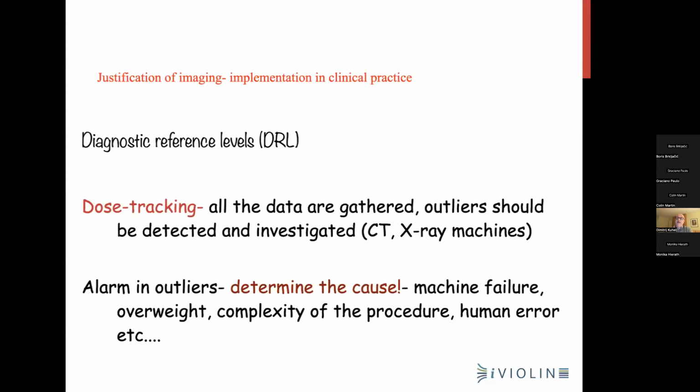Dose tracking is very good. There are now many programs that allow dose tracking. So we gather data from all the machines and we set alarms for the outliers. And when we get these outliers, we should determine the cause, what caused the higher dose. It can be machine failure. If it's so, this machine should not be used.